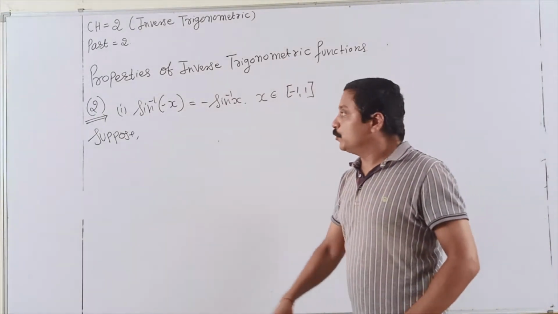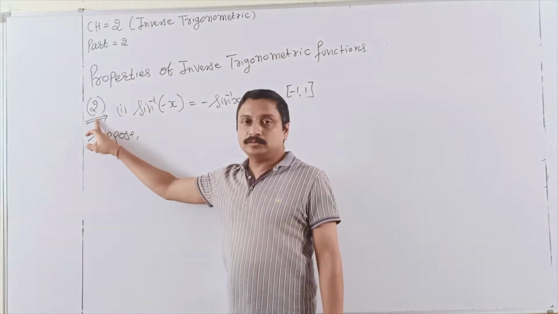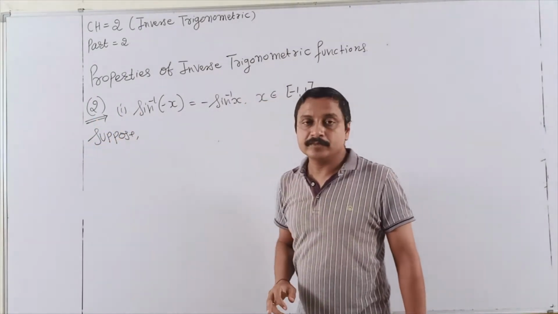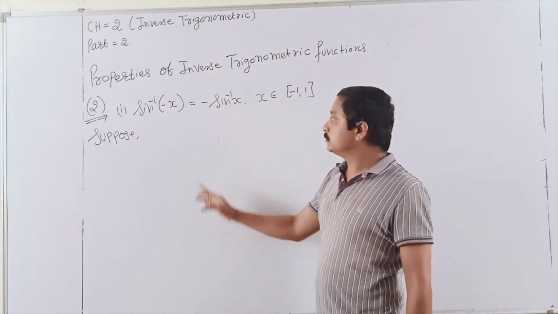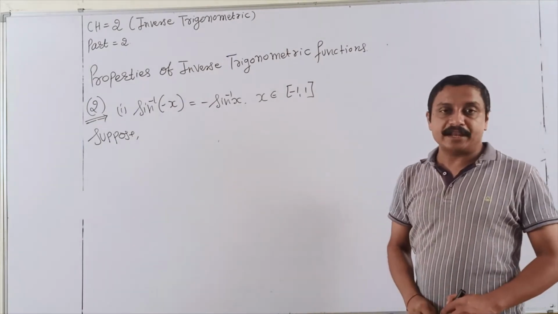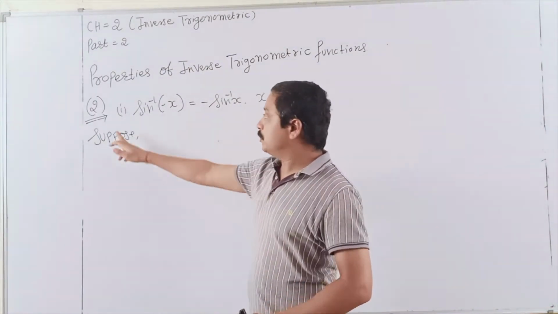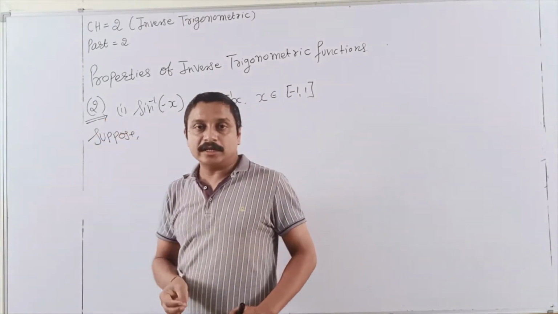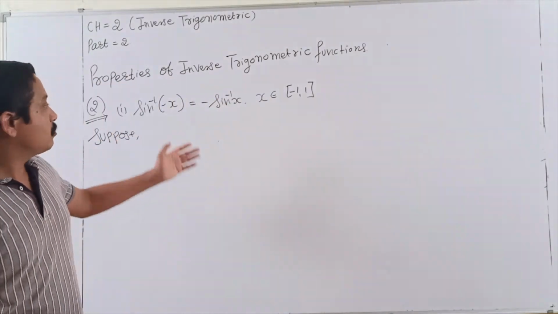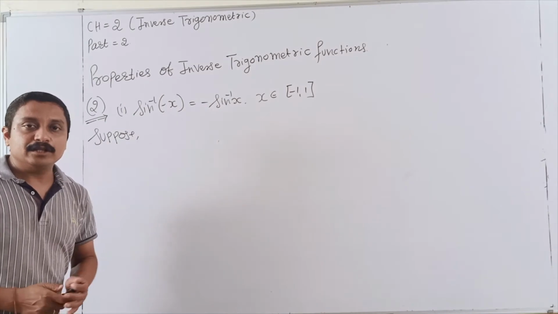Now students, we are going to properties of theorem 2. First one: sin inverse of minus x is equal to minus sin inverse x, where x belongs to minus 1 to 1. Yes, students, in theorem 2 there are a total of 3 properties, so one by one I show the proofs here.